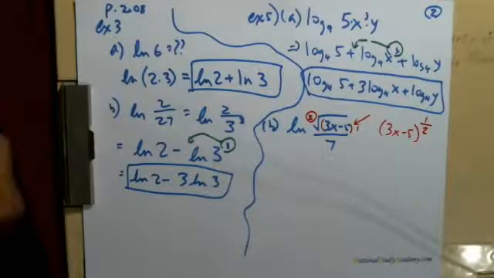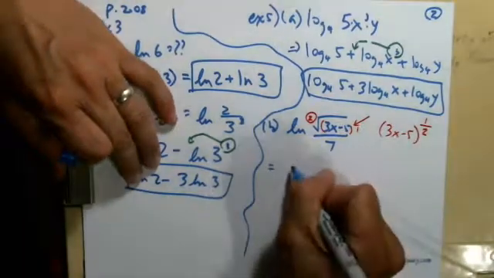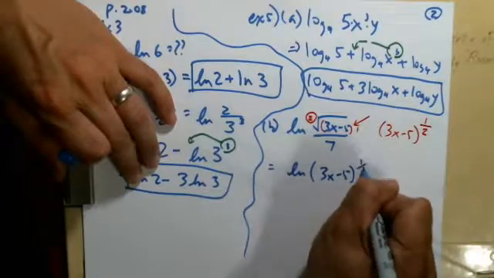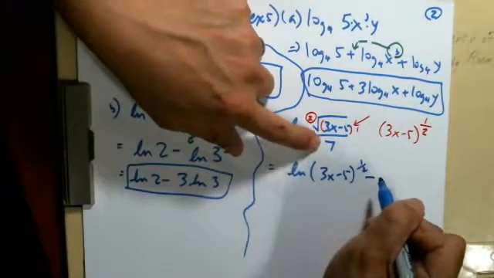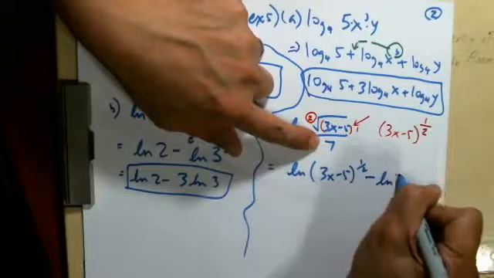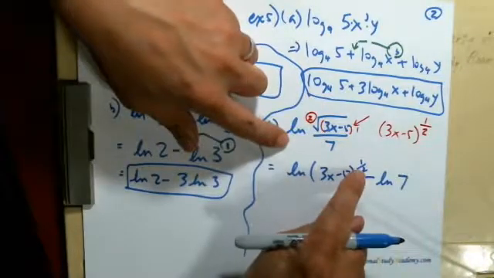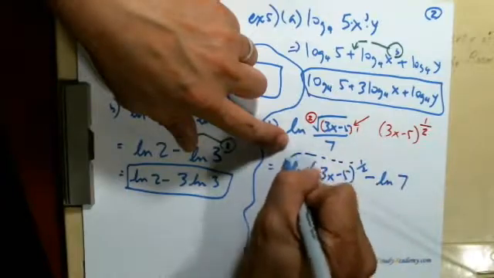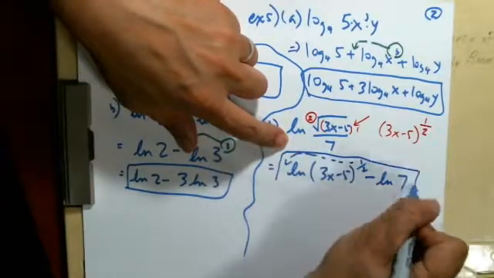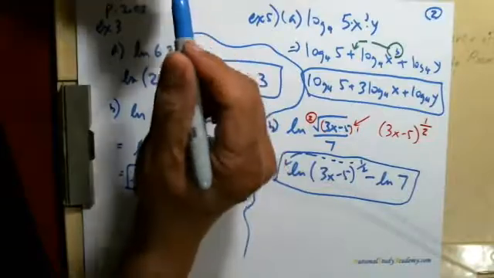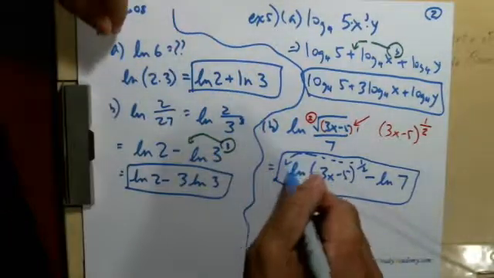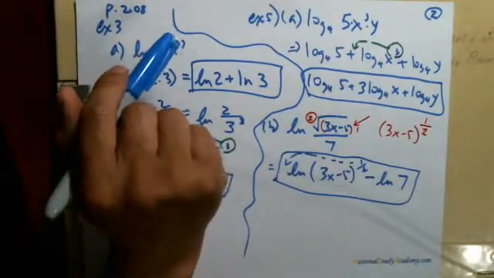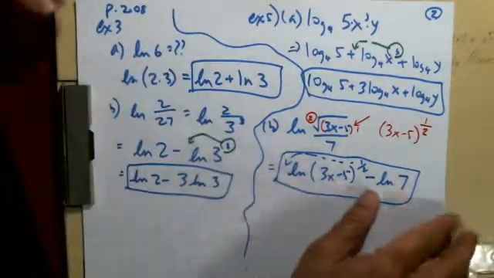So expanding this out, that becomes the natural log of (3x minus 5) to the 1/2 minus, because it's a division, natural log of 7. And the beauty of logs is that you bring this out to the front. There it is, and there's your new answer. Okay, I'm not going to do this problem for you. You should be able to finish it up by yourself. There's only one more example, so I'm going to go over that lastly.